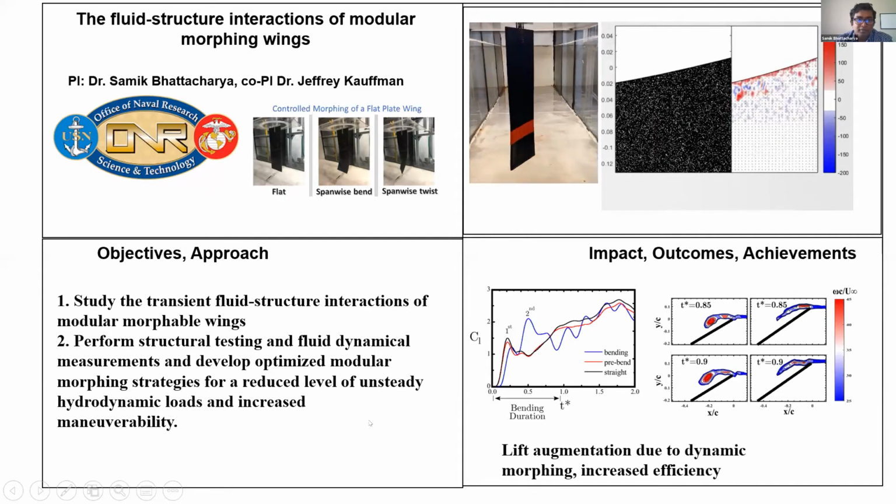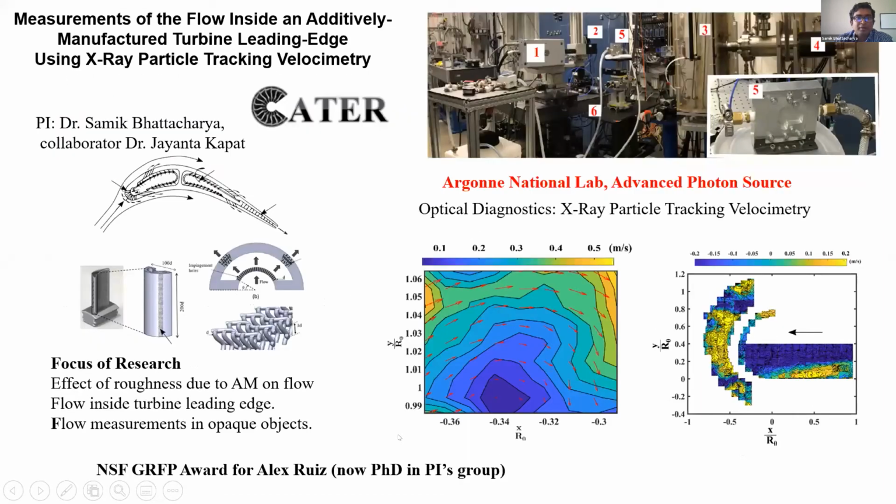The next example is a completely different length scale application, and this research was performed in collaboration with Dr. Kapat as part of my Cater collaboration. Here I looked into a turbine leading edge. Turbine blades, as we all know, are subjected to very high temperatures, ranging to 1000 degrees Kelvin. So we need to supply cooling air. We need to actively cool this turbine blade if we want to save it from melting.